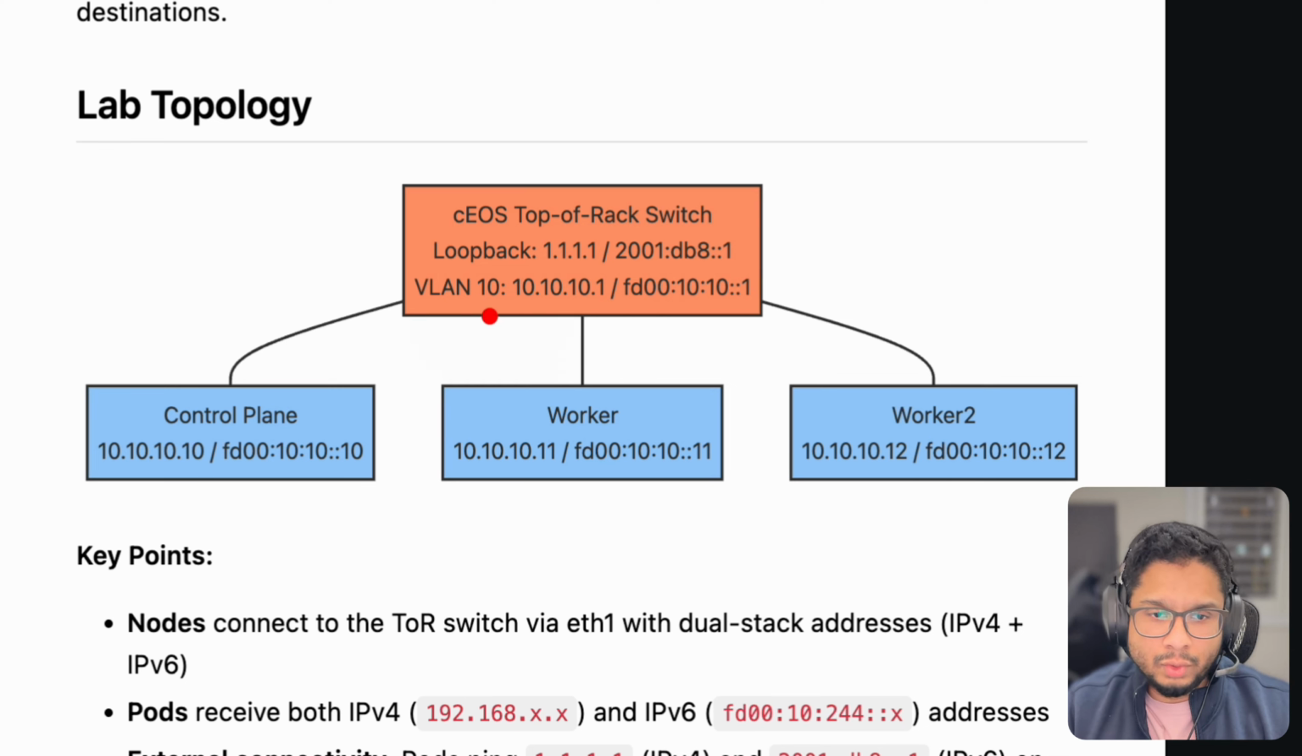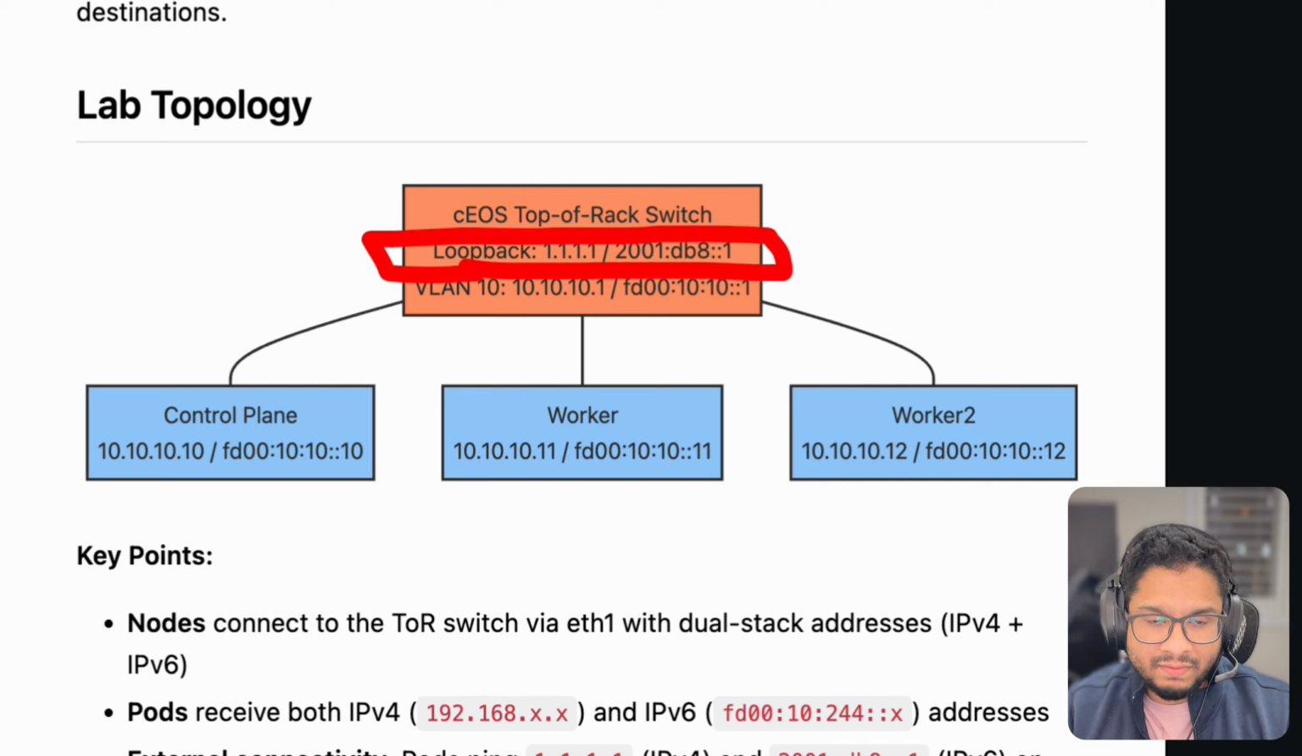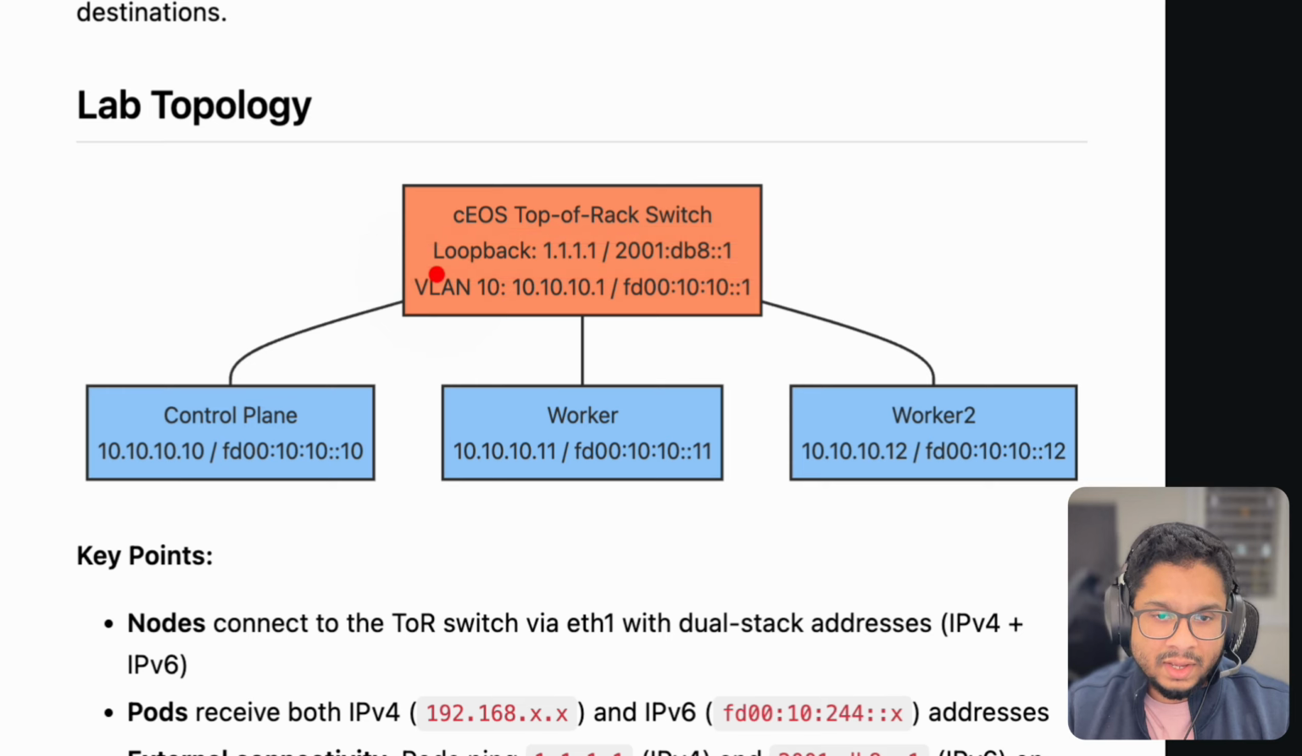Now, in addition to the interfaces that connect to the nodes in the cluster, the top of rack switch also has a loopback interface with an IPv4 and an IPv6 address. And we'll look at how pods in the cluster can connect to both these loopback addresses using IPv4 and IPv6 protocols respectively. All right. And we will also look at how we establish intra-cluster IPv6 and IPv4 communication in this lab topology.